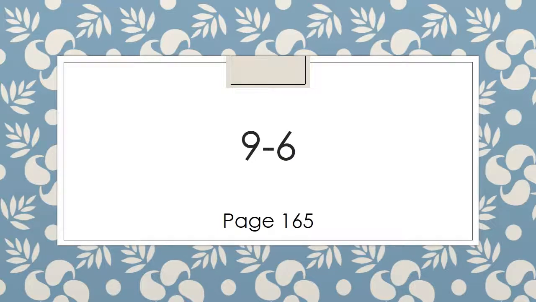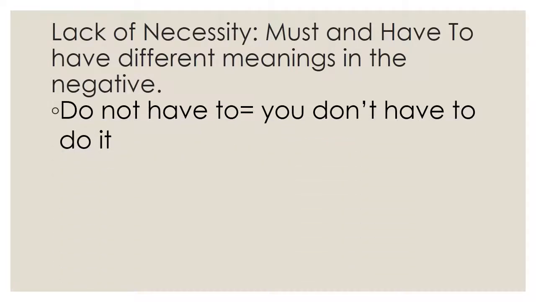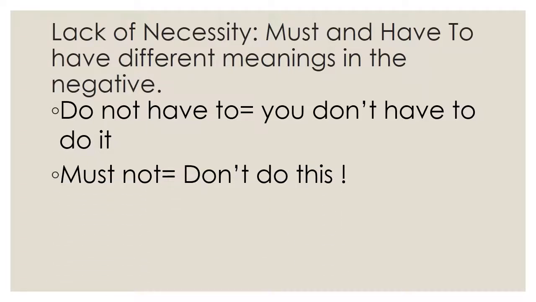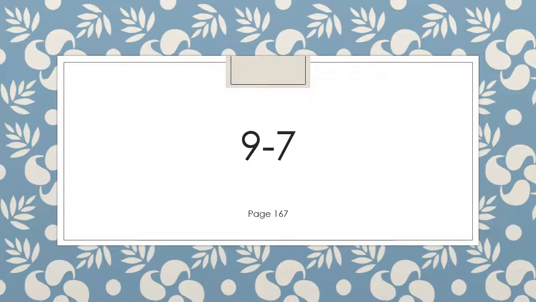All right, we are now on 9.6. This is page 165. So we're looking at lack of necessity, must and have to. They have different meanings in the negative. So do not have to means you don't have to do it. It doesn't have to be done. There is no necessity to do it. Must not means don't do this. You can see this in the different meanings that they have in the negative: you must not cheat. This is basically saying you can't. It is against the rules. Versus you do not have to come to class next week, which means there is no need. You don't have to do it. All right, so that's 9.6.